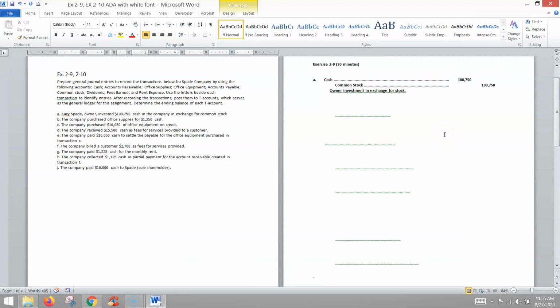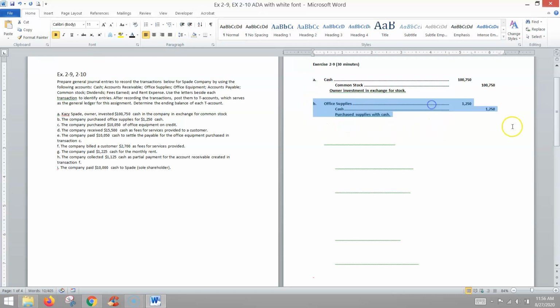Then we're going to go to transaction B. The company purchased office supplies for $1,250 cash. So we have office supplies and cash. They're both asset accounts. Office supplies is increasing, so that's going to be our debit. And cash is decreasing, so that's going to be our credit. So our second journal entry, we're going to debit office supplies for $1,250 and credit cash for $1,250.